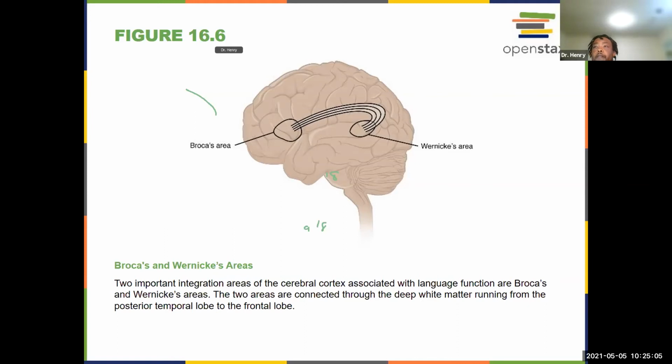Okay, so another example is speech. Speech can be broken up into two areas. We have the Broca area. The Broca area is responsible for speech production, just the concept of being able to speak.